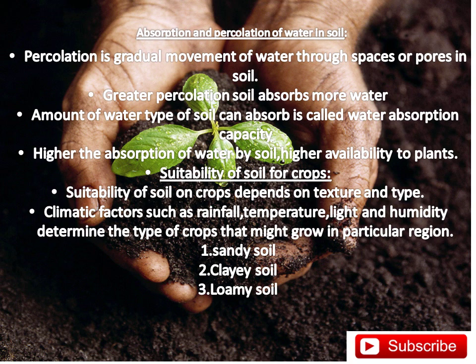So there is a suitability of soil for crops. Suitability of soil for crops depends upon its texture and type. Climatic factors like rainfall, temperature, light, and humidity determine the type of crops that might grow in a particular region. Sandy soil, clay soil, and loamy soil are the three types of soil.